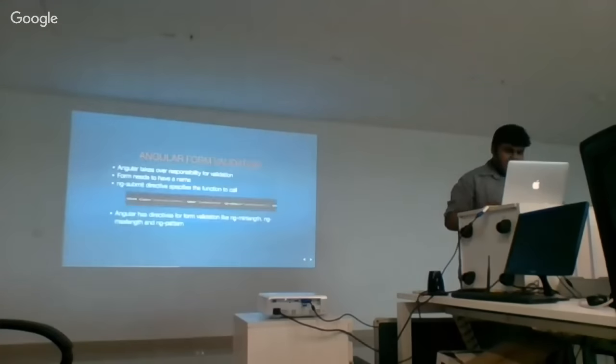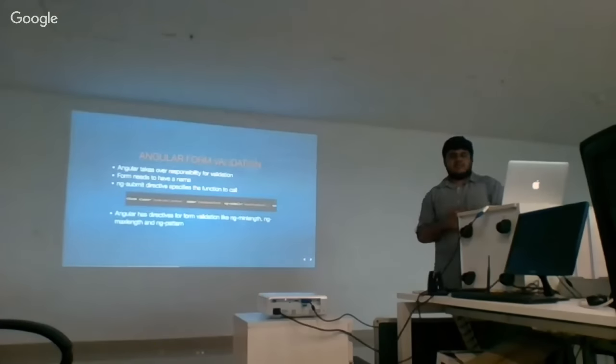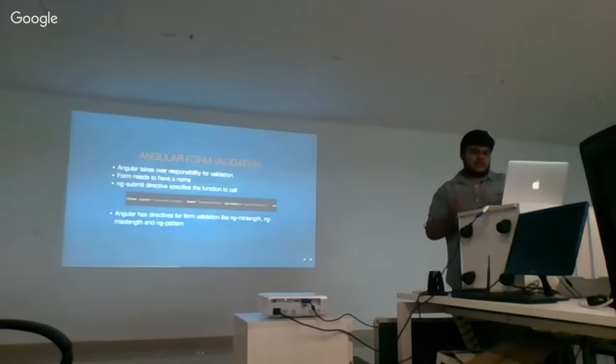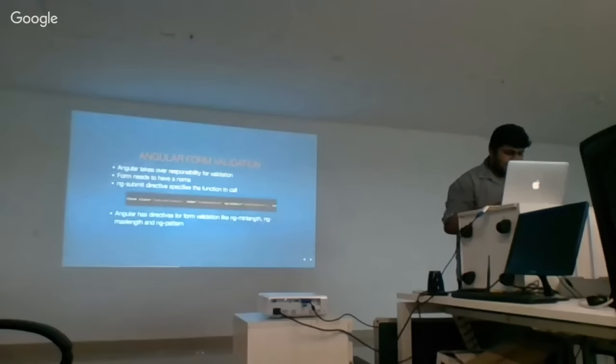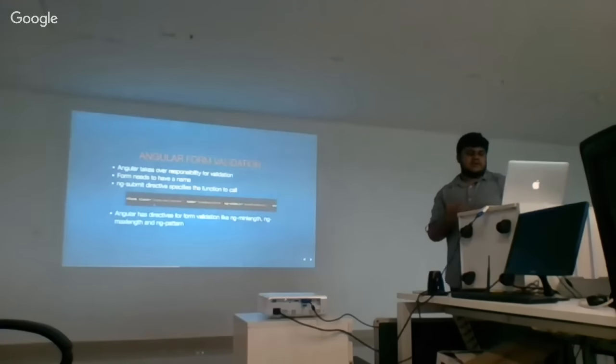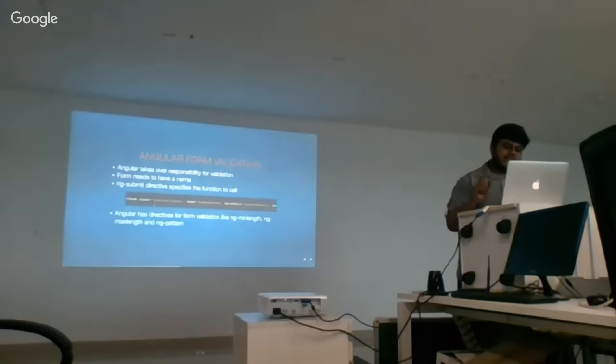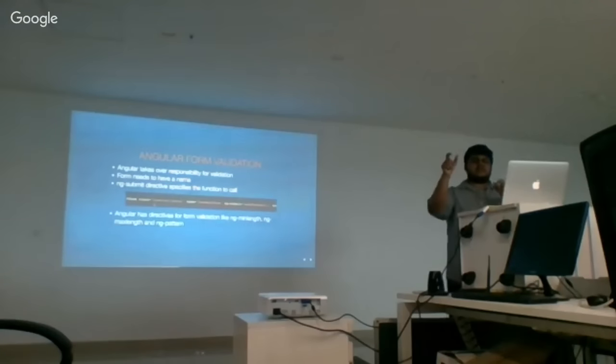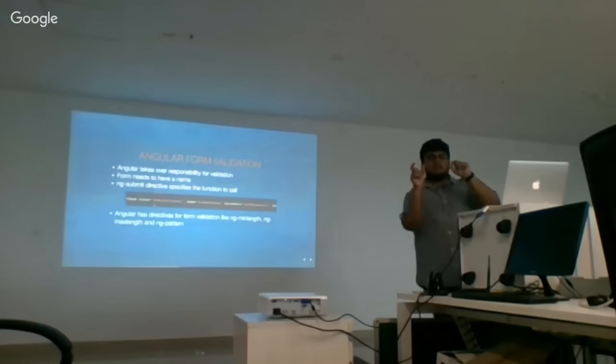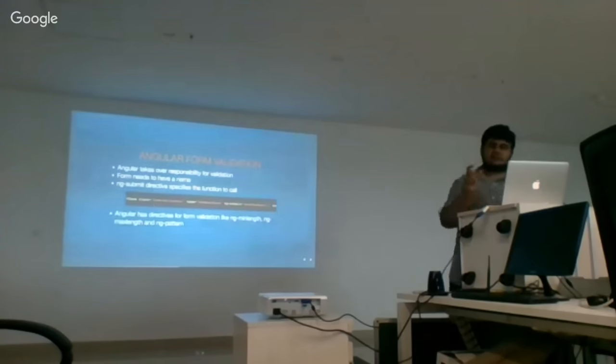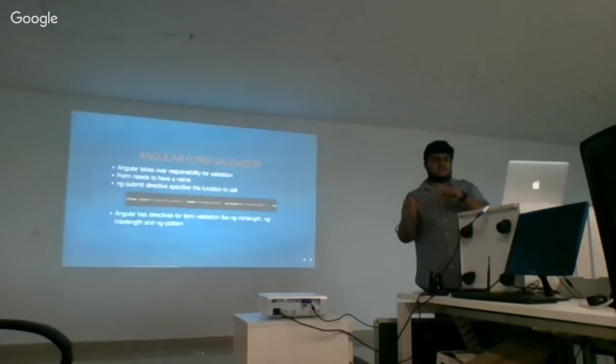So this is about binding select, and how form validation is done. This is validating individual elements. Overall, how do you validate the form? Angular takes over the responsibility for validation. For Angular to identify a form, the form needs to have a form name, and then you have a directive called ng-submit that specifies the function to call. Just like in the previous demo, we had ng-click equal to some function, and that function was triggered whenever that element was clicked. So you have ng-submit now. When you click on the submit button with an ng-submit directive attached, the function inside the ng-submit expression is evaluated.